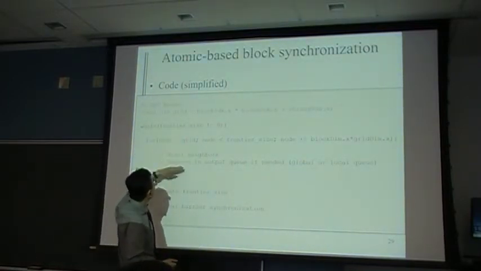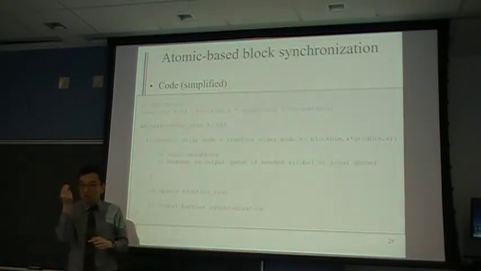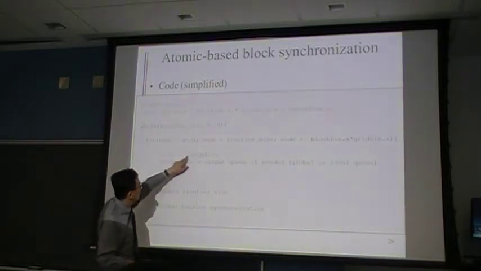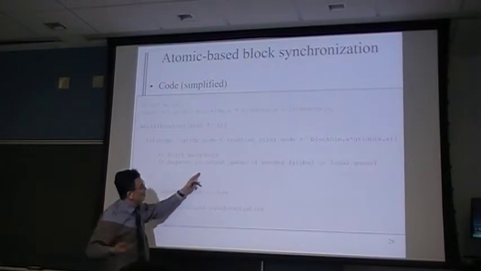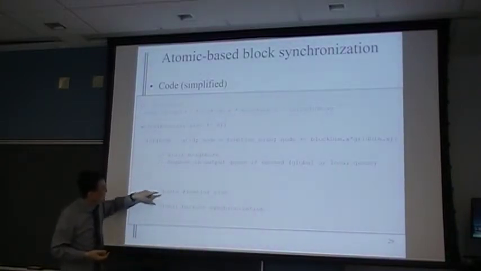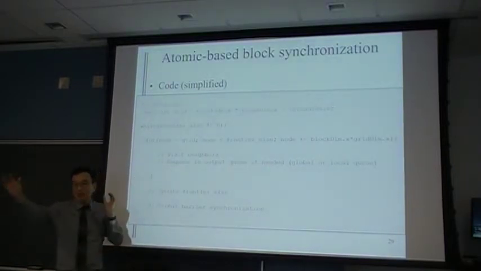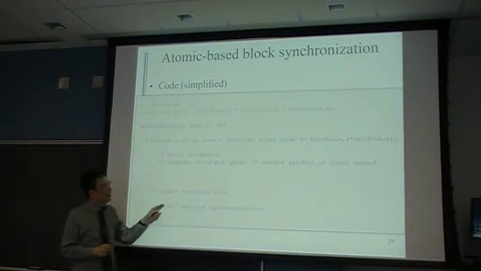So you will see that I'm going to visit the neighbor. I'm going to come in and I start the frontier with the single source node, right? The source node is the first frontier, and then you go and visit the neighbors of the source node, and you queue all the neighbors into the output queue. And so now you have the next frontier. After you finish this one, you have the next frontier in place, and then you update the frontier size, and then you do a global barrier, right?